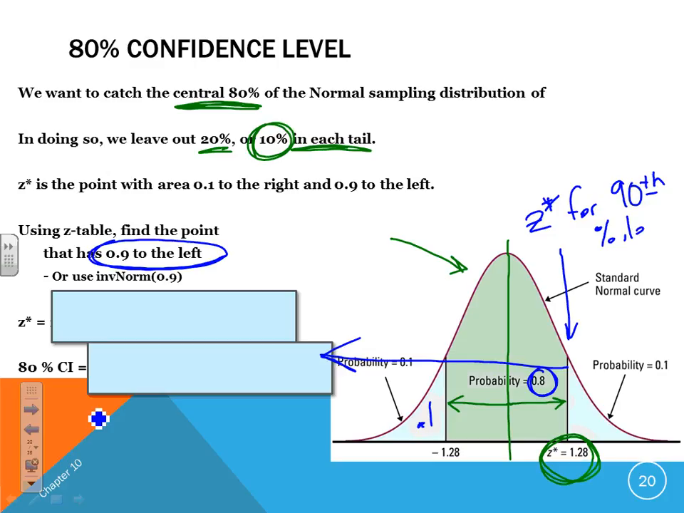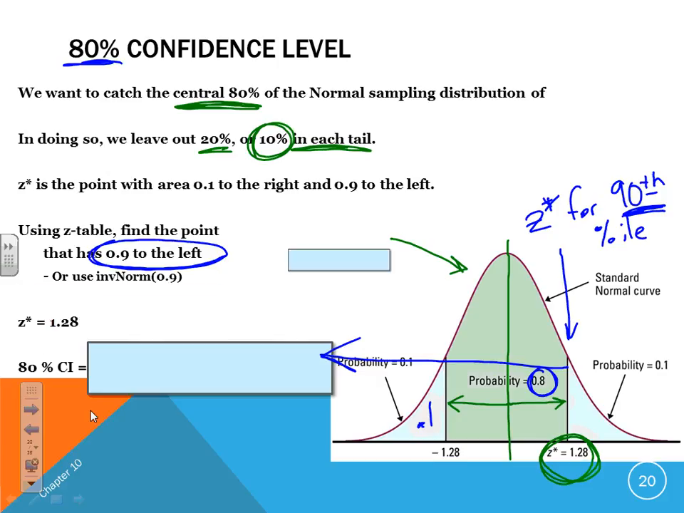So this is the z star for the 90th percentile. And it's kind of confusing because, again, we're looking for the 80% confidence level, but the value that we're actually looking for on the table is the 90th percentile. Again, 80% in the middle, 10% in the left tail. And when you do that, you end up getting that z star is 1.28.